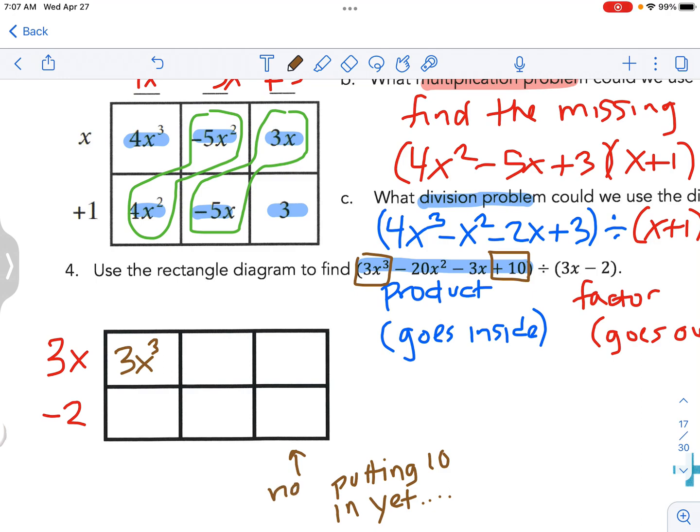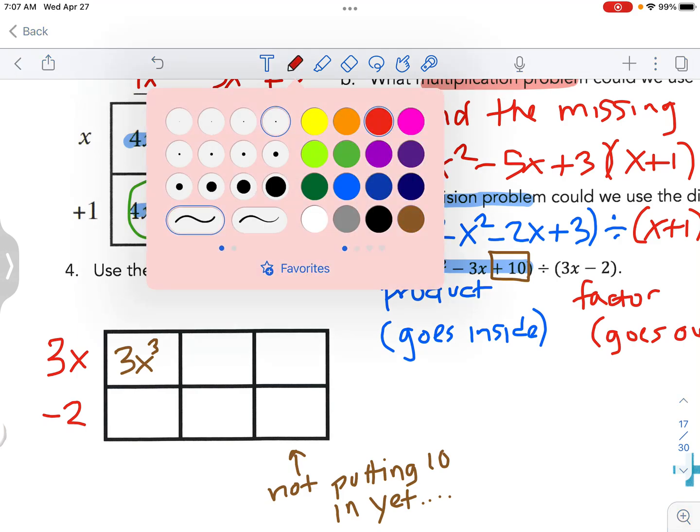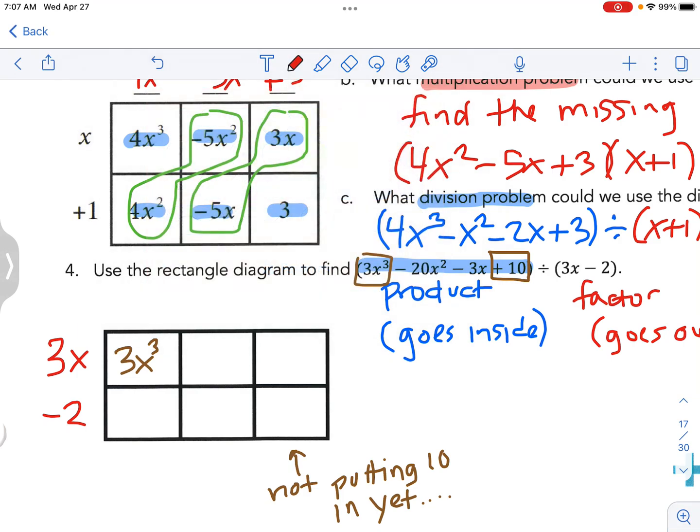Okay, so we have to come up with the missing factors. We fill in the blank one at a time. We're going to fill in this blank because for the area model, we have its product and one of its factors. And so the missing factor here must be x squared. Once we have that, we can then do our multiplication and fill in this box below. We know this is negative 2x squared.